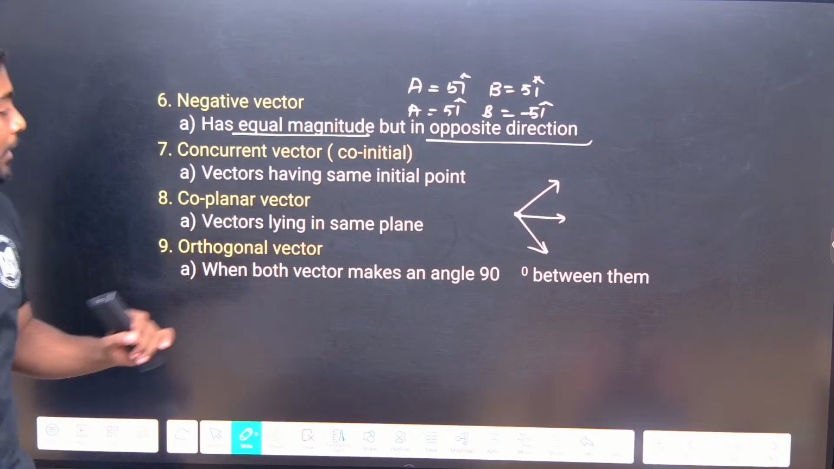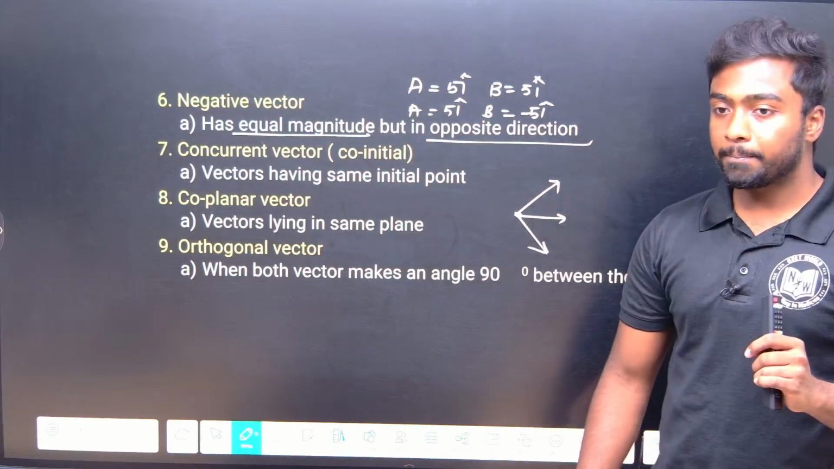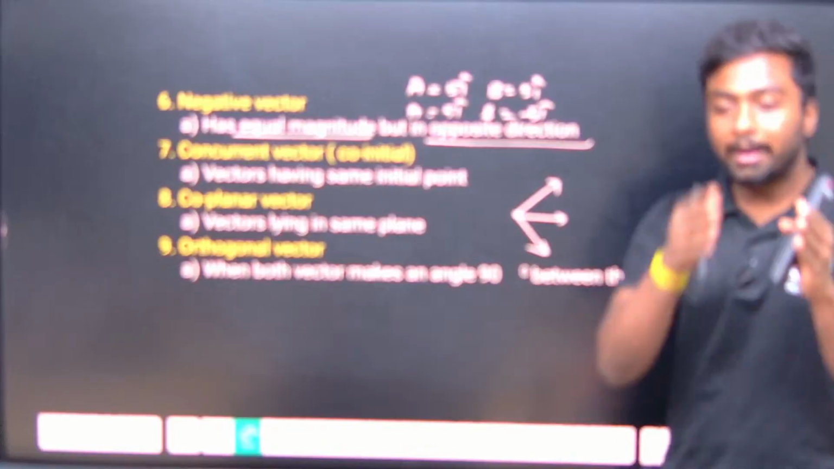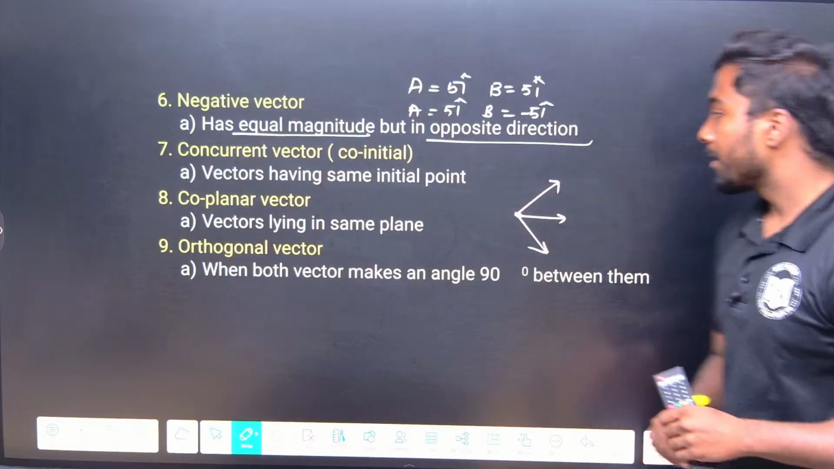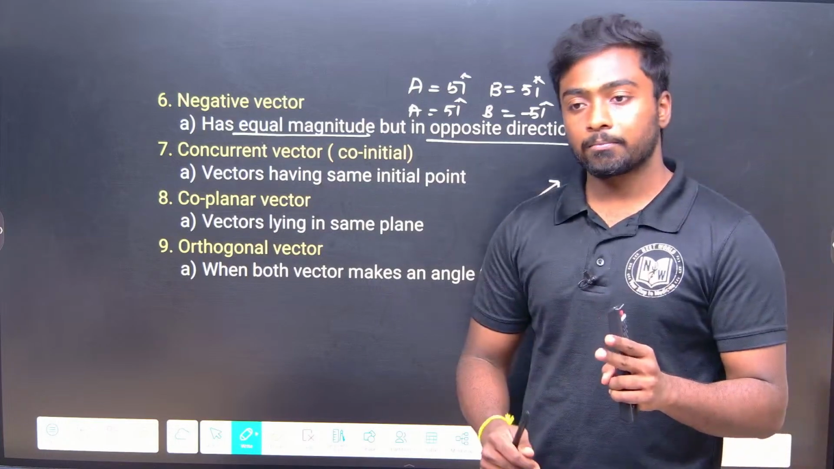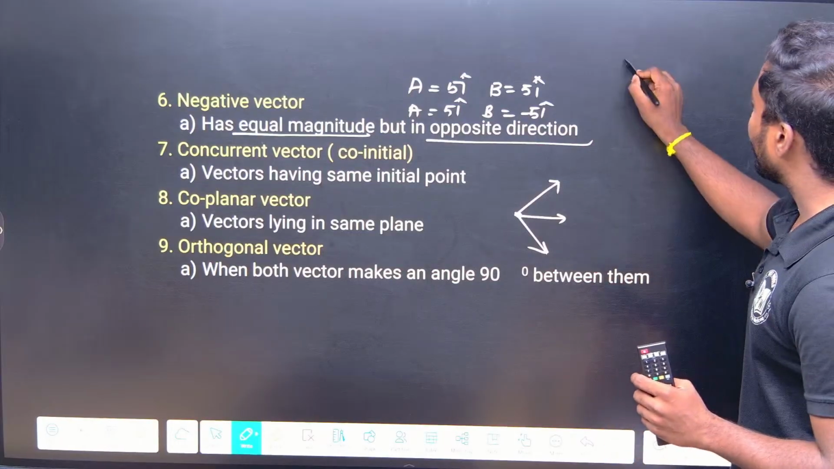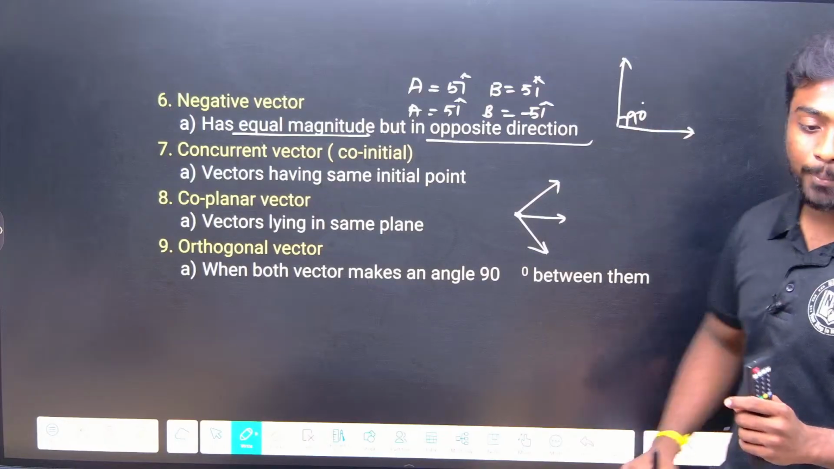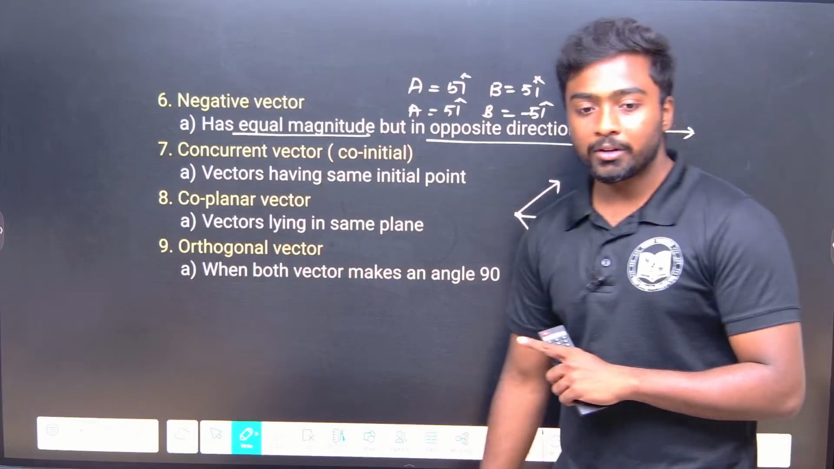Coplanar vector: vectors lie in the same plane. Same plane in the sense if I take only the x and y axis, or the y and z axis, or else the z and x axis. Next, orthogonal vector. Both vectors make an angle of 90 degrees between them. If I take a vector A like this, vector B should make an angle of 90 degrees with respect to vector A. That is an orthogonal vector. Any doubts here?